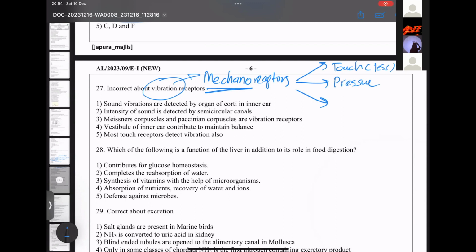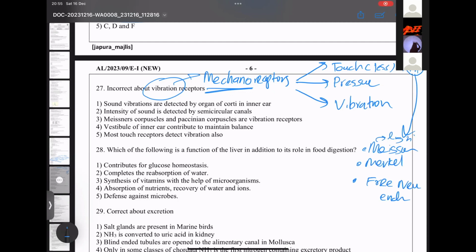So what do Meissner corpuscles detect? They detect light pressure. Merkel discs detect light touch. Okay, so this is light pressure, this is light touch. I hope you all can see. So Meissner corpuscles detect light pressure, Merkel discs detect light touch, and free nerve endings. So that's all about touch receptors.